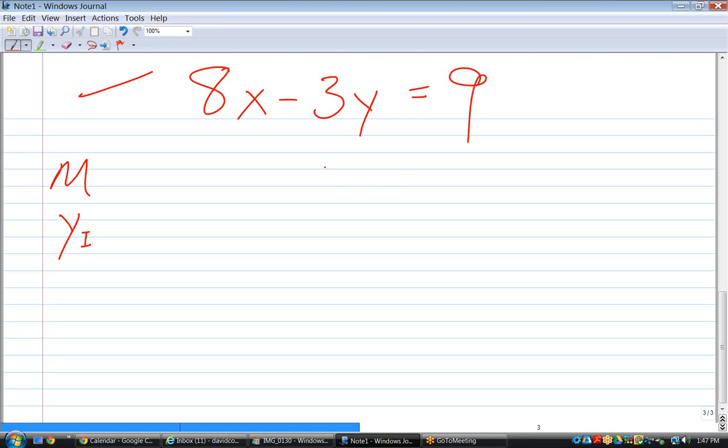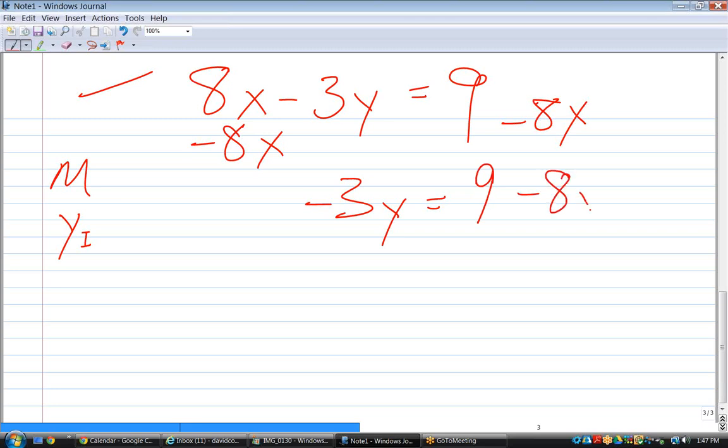Okay, you're going to want to subtract 8x from each side. What's the next line? You're going to have negative 3y equals 9 minus 8x. Okay, I have a choice. I can write that like that, but it really makes more sense to write it like this, does it not? In other words, I'm getting ready for slope-intercept format. So let's write it like this. What's the final step? Now you just divide each side by negative 3.